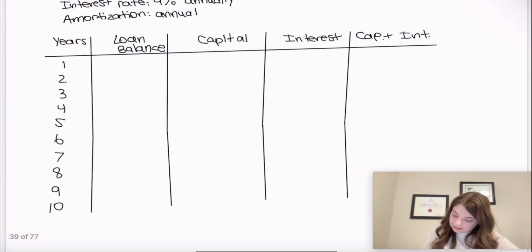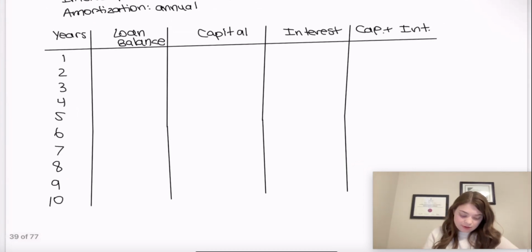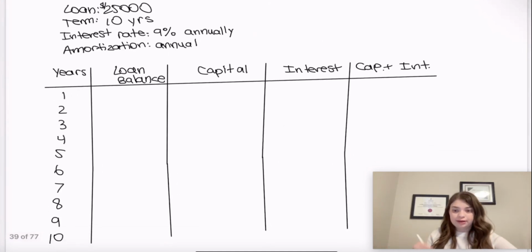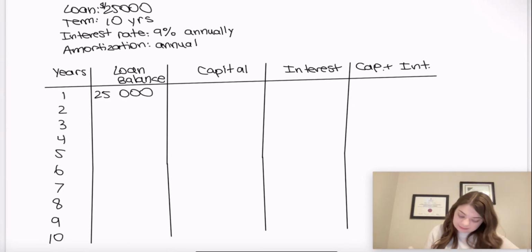Okay, then for loan balance, well, we know that the very first loan balance in the beginning is $25,000. So for year 1, we can go ahead and write $25,000. Then capital and interest, we're going to leave blank for now because we need to do some more in order to figure out what that's going to be.